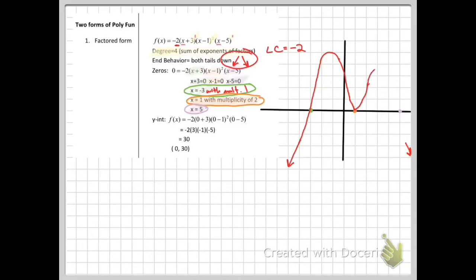Then somewhere up here it turns around because it still has another root to go through. That root has a multiplicity of 1, so it's going to go straight through. And I landed on my arrow, so I probably did it right.